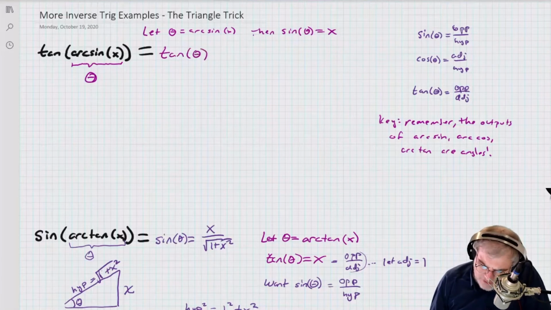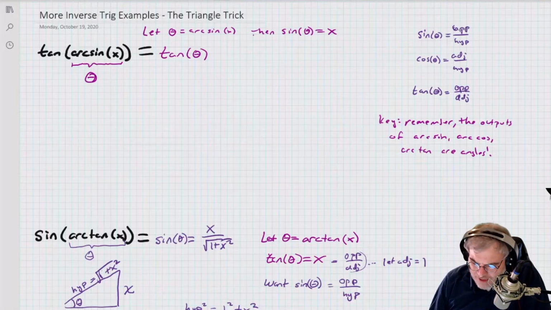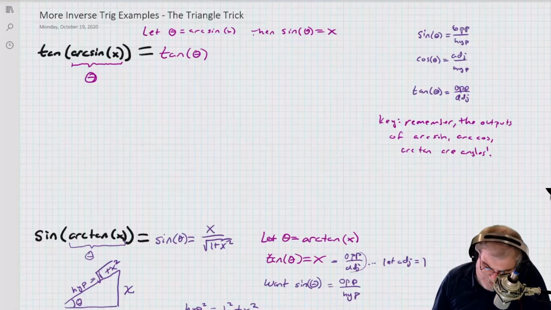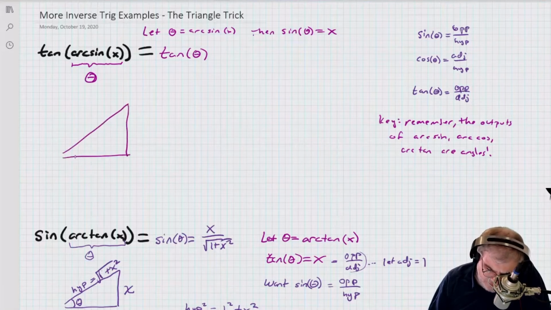Now, remember this SOHCAHTOA stuff, right? Sine equals opposite over hypotenuse, cosine is adjacent over hypotenuse, and tangent is opposite over adjacent. And here what I have is the tangent, so I'm going to draw a little triangle. Note that here I want the tangent of something, but look what I have: the sine of theta equals x, right? Because I let theta equal the arcsine. So I'm going to write that right here.